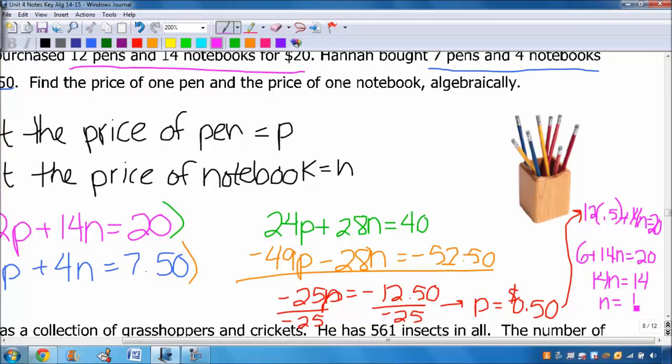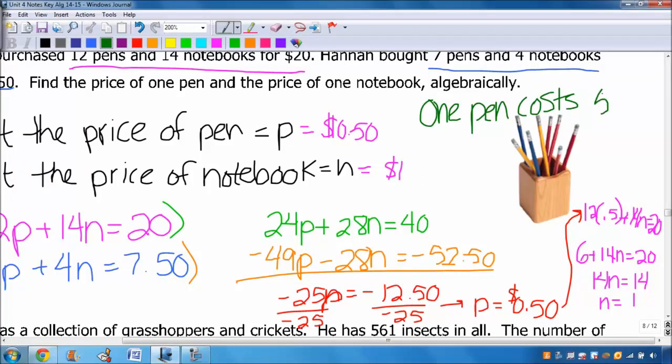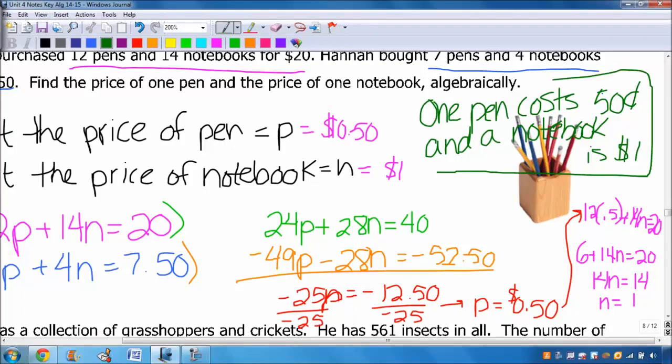So then at the end, once you figure this all out, I can say that n is $1 and that the price of the pen is 50 cents. So then I can just write a quick little sentence saying what I know. 1 pen costs 50 cents and a notebook is $1. And that's my final answer.